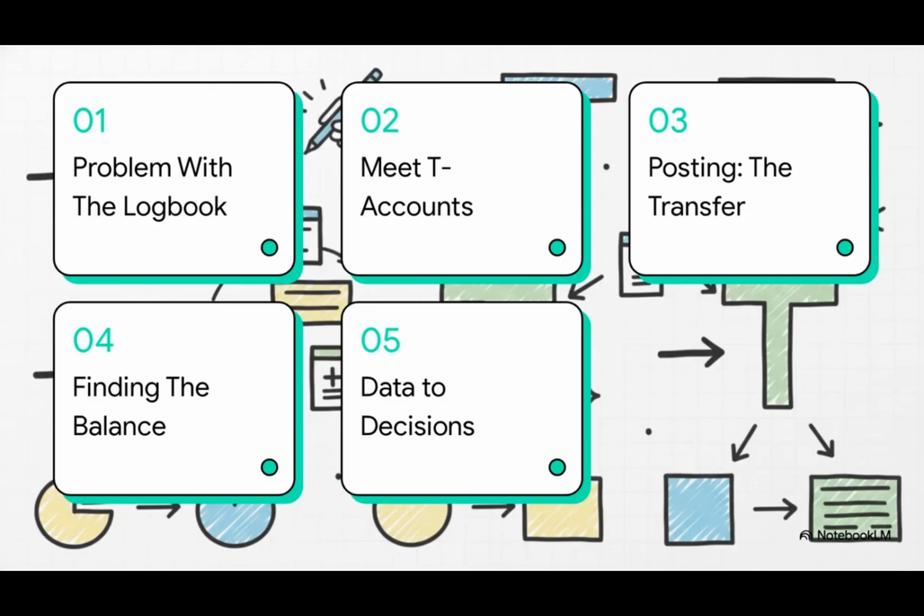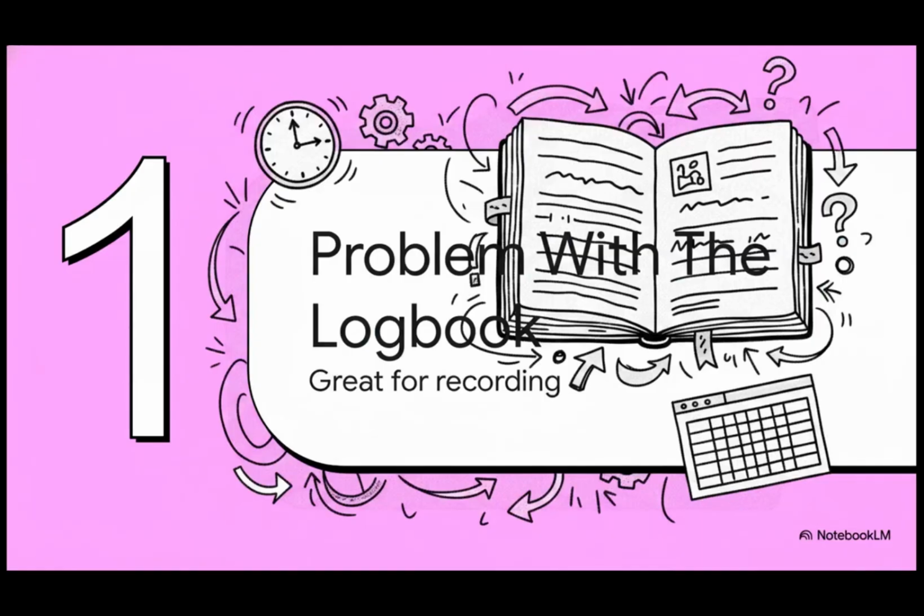So here's our game plan. First, we'll talk about why just using a logbook is a problem. Then, we're gonna meet our secret weapon for organizing, the T account. After that, we'll actually walk through the process of posting, find that final answer we're looking for, and then, this is the important part, we'll see how this all helps you make real decisions.